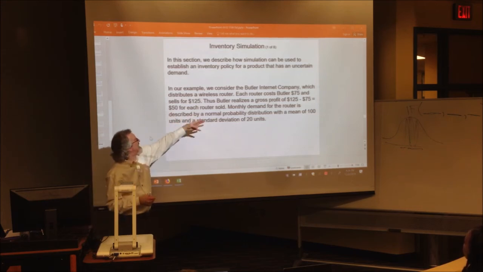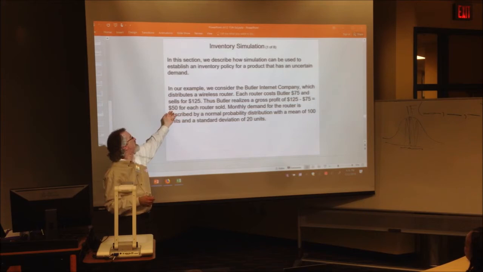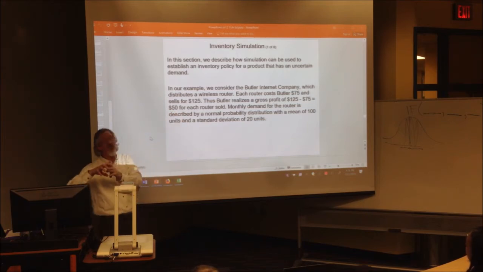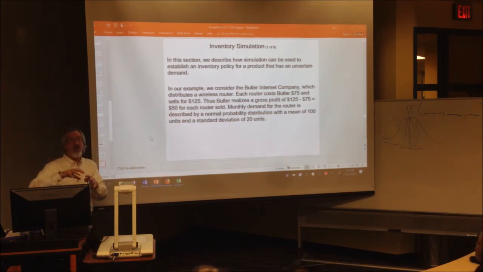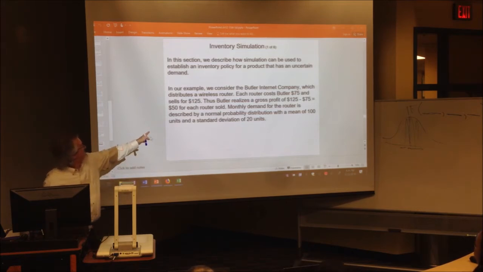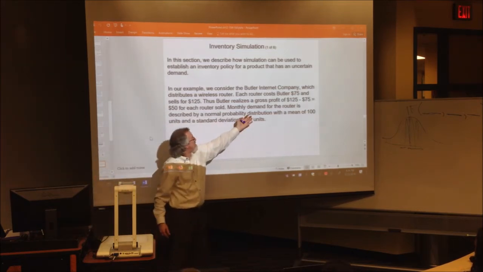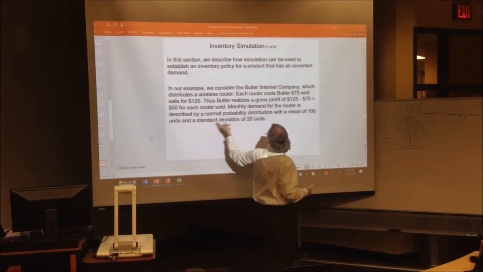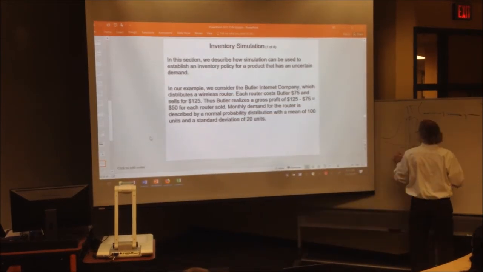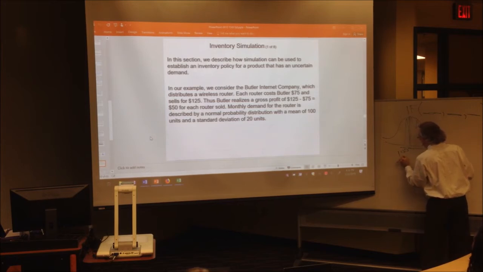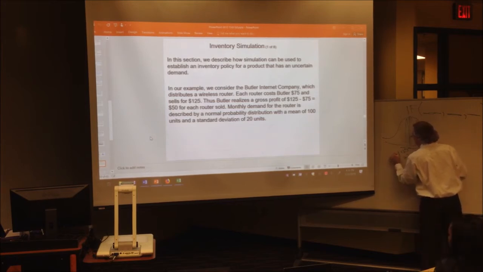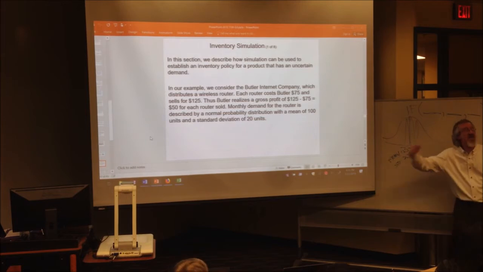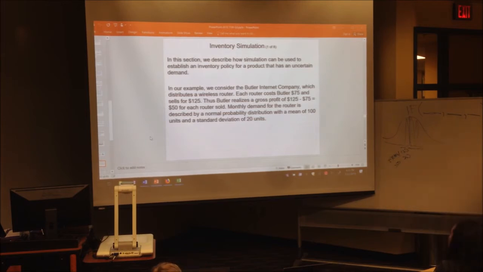They cost about $75, they sell it for $125, so they're making $50 gross profit off each one. So there's that money. But right now, they sell with a mean of 100, standard deviation of 20. If we were to simulate sales of wireless routers for this company, which distribution would we use? Uniform distribution? Which one? The NORM.INV.